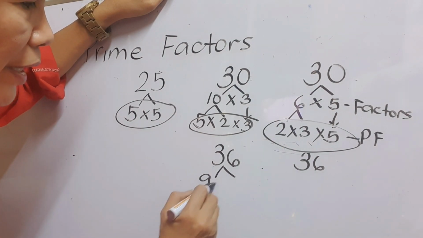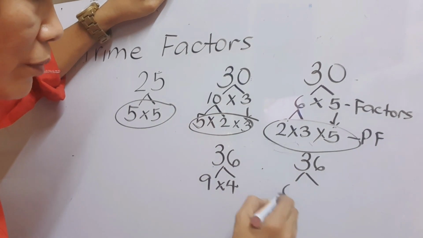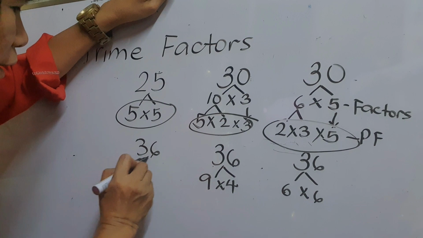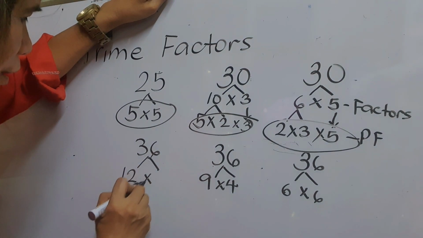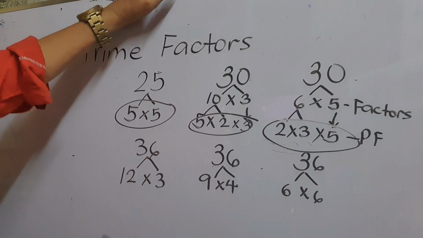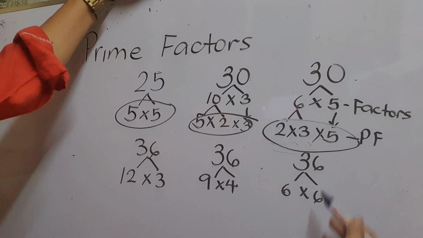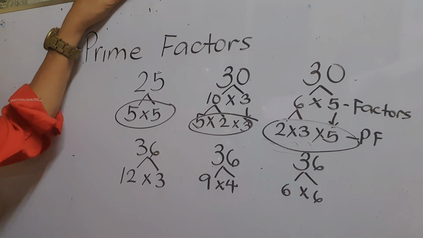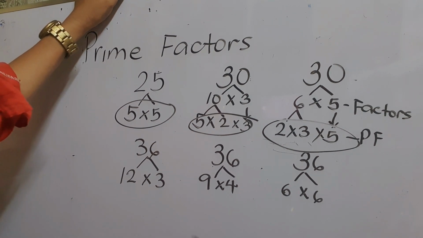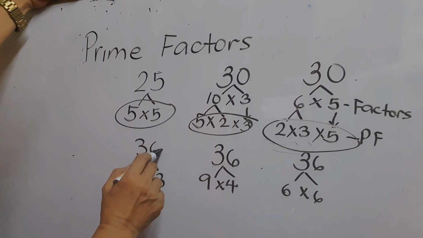Now, with 36. 36 came from 9 times 4. The other one, 36 came from 6 times 6. Okay, the other one, 36, that came from 12 times 3. So, tatlo. So, what is the difference? Different factors. Okay, tingnan natin kung magkakaiba when it comes to prime factors. Okay. The same product.